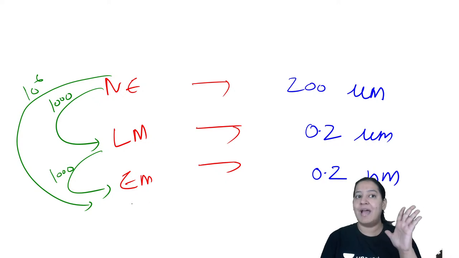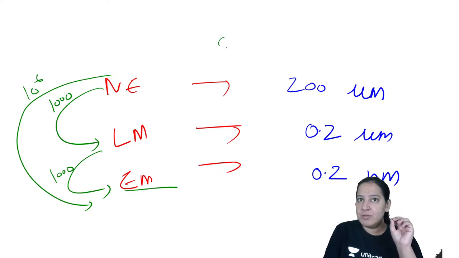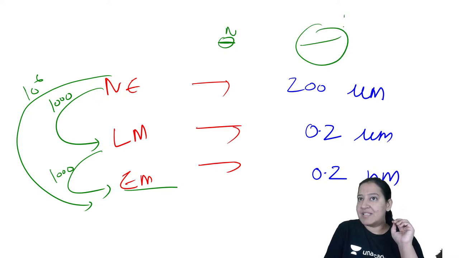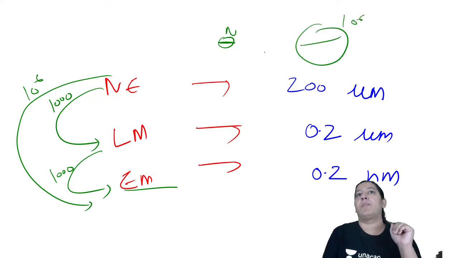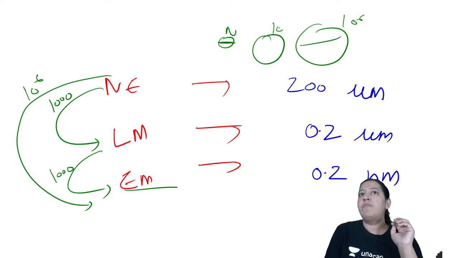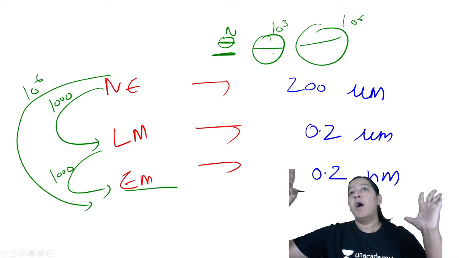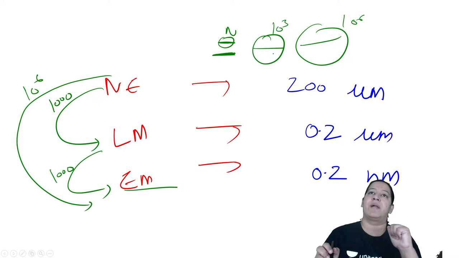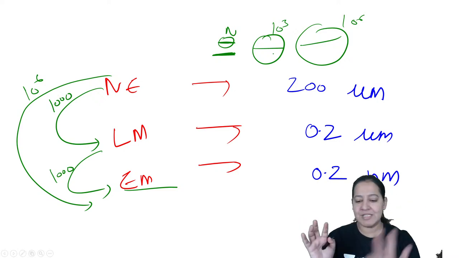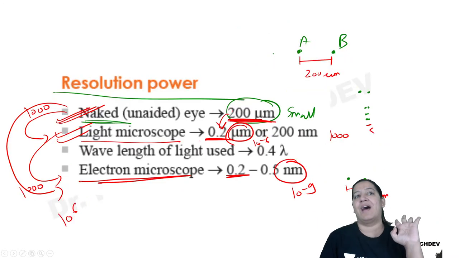So if I use an electron microscope, तो जो भी चीज मुझे जितने भी सेंटीमीटर की दिख रही है naked eye से वो 10 to the power 6 times बड़ी दिखेगी. If I use light microscope, वो 10 to the power 3 times बड़ी दिखेगी. So naked eye से जो भी दिखेगा वो light microscope से 1000 times बड़ा दिखेगा और electron microscope पे 10 to the power 6 times बड़ा दिखेगा. That is the thing. Have you got it? Give me a thumbs up. So ये तीनों resolution power आपको याद करना है.